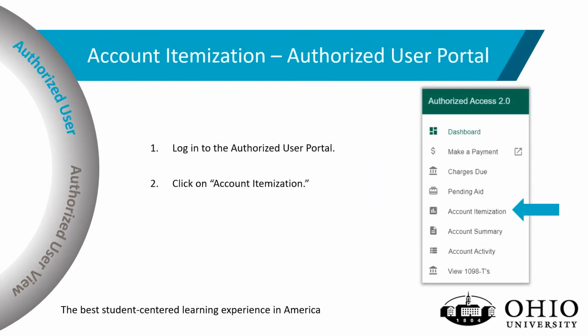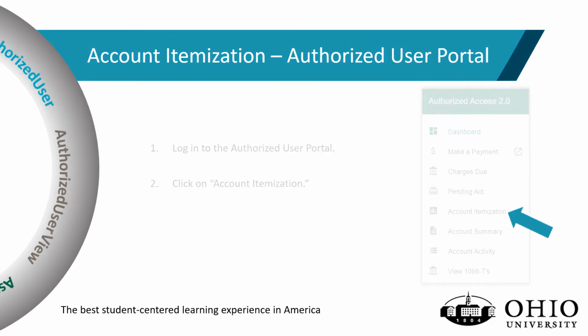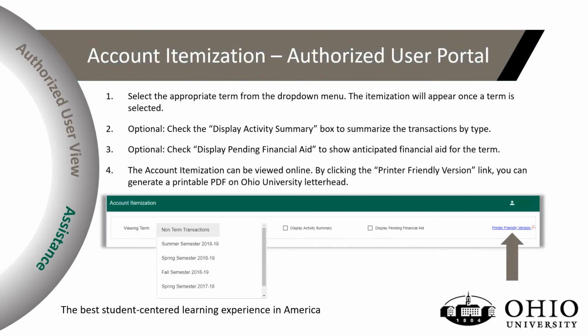The account itemization can also be viewed on the Authorized User Portal by clicking on the account itemization link on the left side menu. Select the appropriate term from the drop-down menu. The itemization will appear once the term is selected. The display activity summary and display pending financial aid boxes are optional.